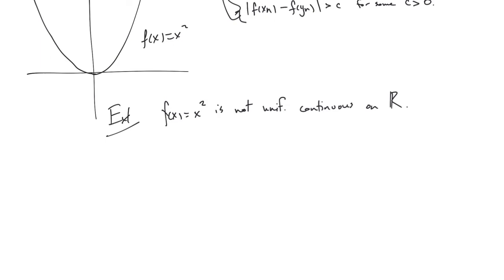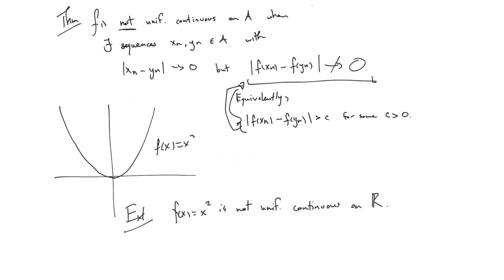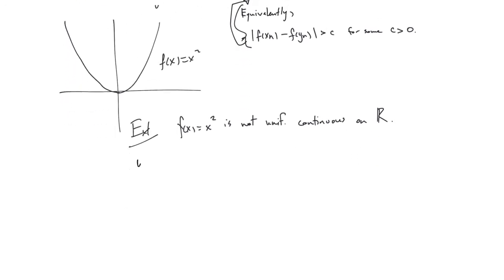Anyway, to show something is not uniformly continuous, I'm going to use that theorem up there. Not uniformly continuous requires that we think up two sequences where those two sequences do approach each other, but when I plug them into the function, the function values do not approach each other. When I subtract them, I don't get zero. So we need two sequences.